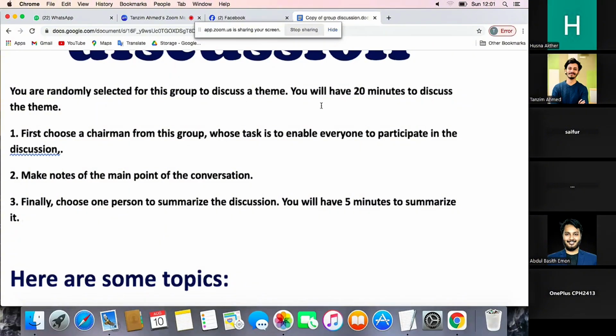So you'll have 20 minutes to discuss. First, choose a chairman or a leader of this group. Make notes of the main points of the conversation, and finally choose one person to summarize the discussion. Sometimes the summary depends on only one person. Sometimes everybody can give a summary. So it depends on the situation in the interview.